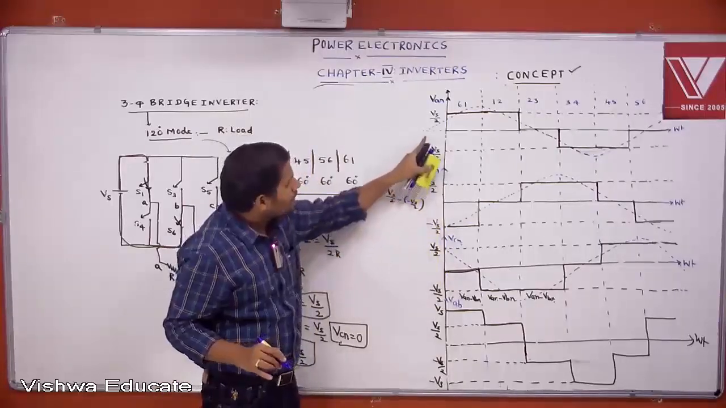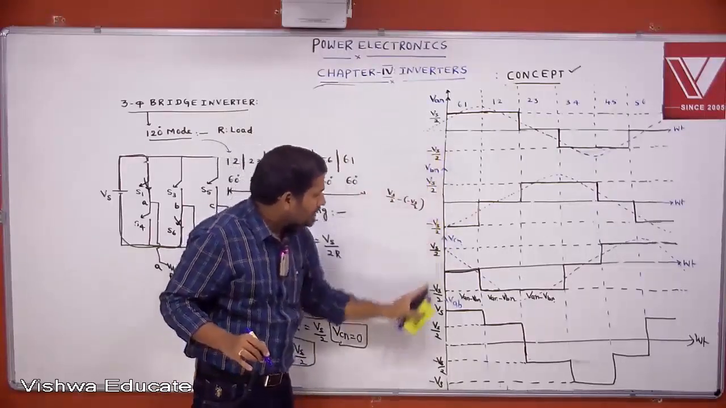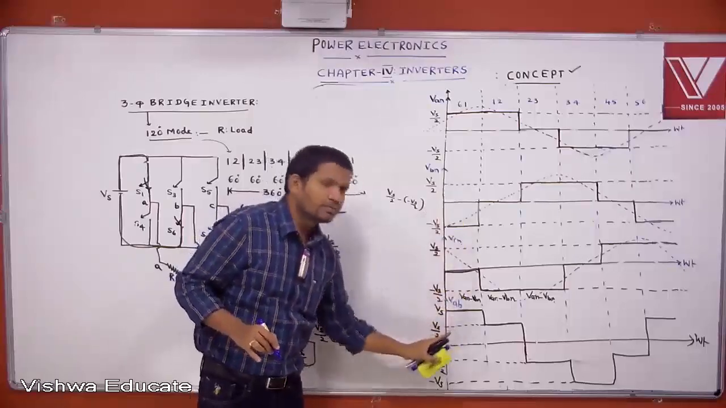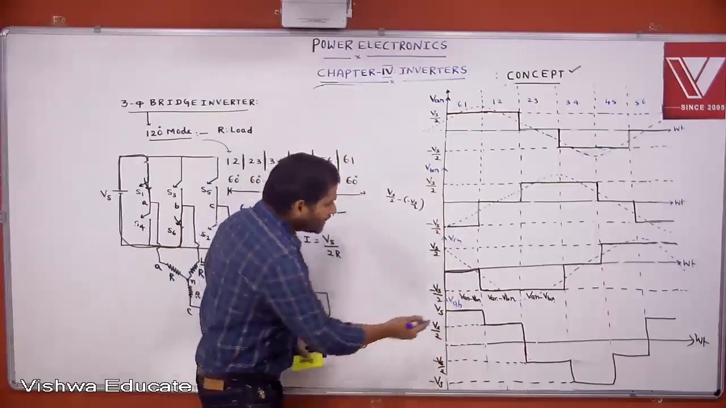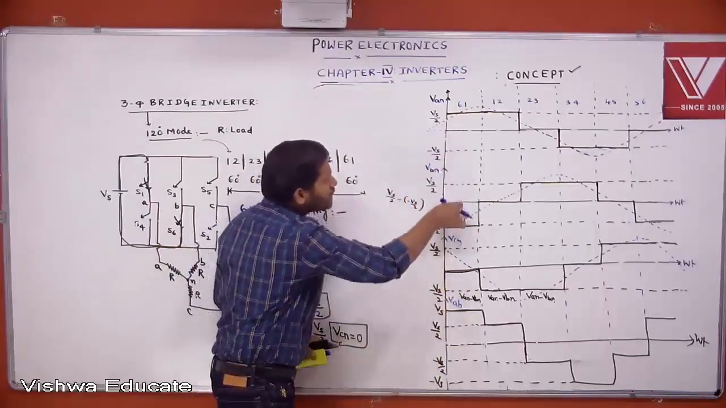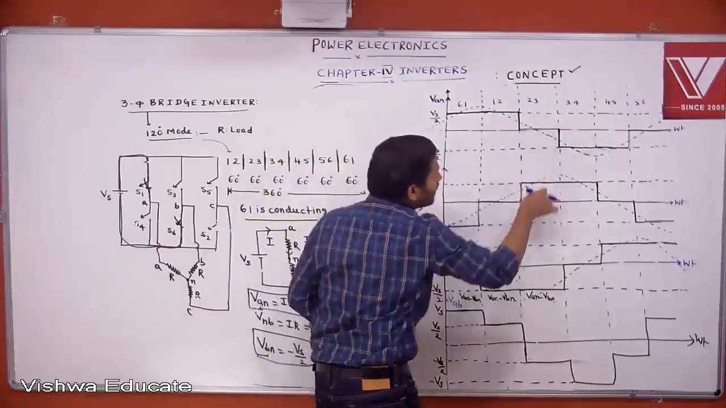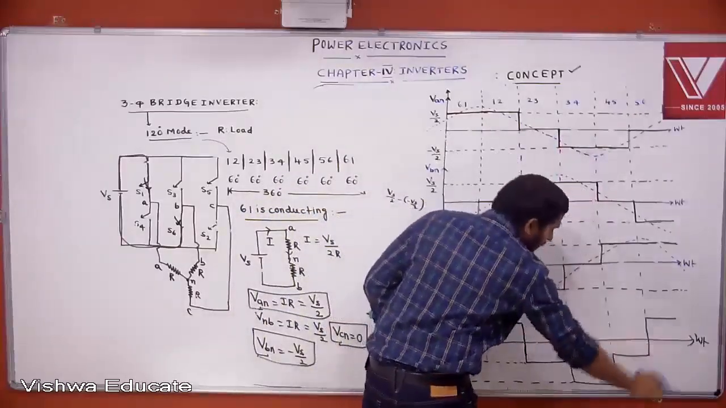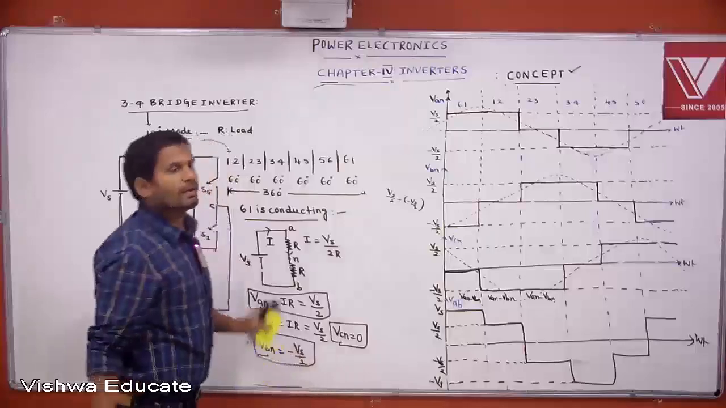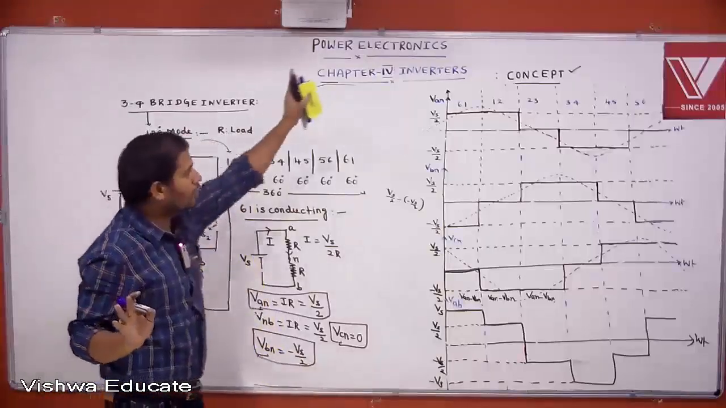These are the three-phase voltages and one line voltage waveform I drew. How are we getting this line voltage? By subtracting these two, subtracting these two, subtracting these two. This is how we are getting the line voltage. Clear? Understand? Then note this down.